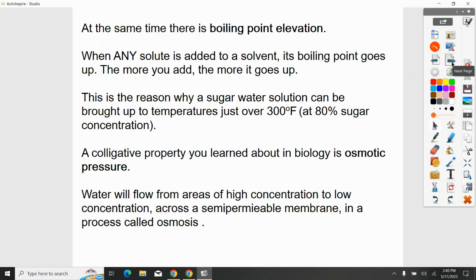At the same time the freezing point drops, the boiling point goes up. So basically what you're doing is you're spreading out the temperature range at which the substance, the solvent, stays liquid. You're pushing that freezing point down, you're pushing that boiling point up. And again, it doesn't matter what solute you use, any solute will do it. The more you add, the more it goes up. Now, I will say the boiling point elevation is less than the freezing point depression. In other words, the freezing point will drop more than what the boiling point will go up.